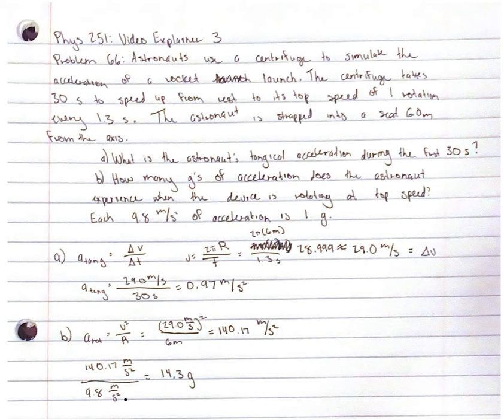But because we want it in units of g, we just divide that by 9.8 meters per second squared, and we get 14.3 g's of acceleration that the astronaut is experiencing when the device is rotating at top speed.